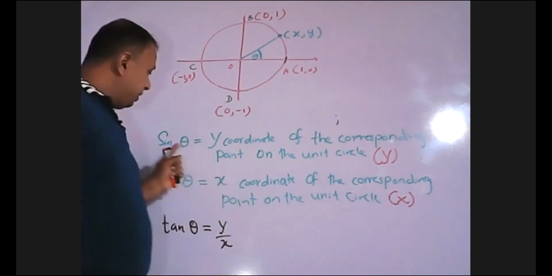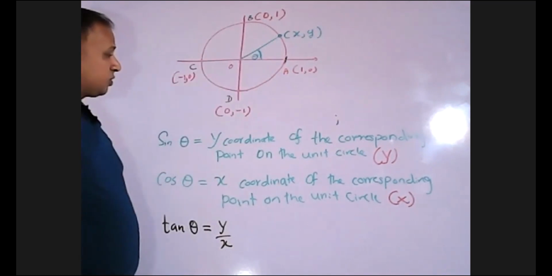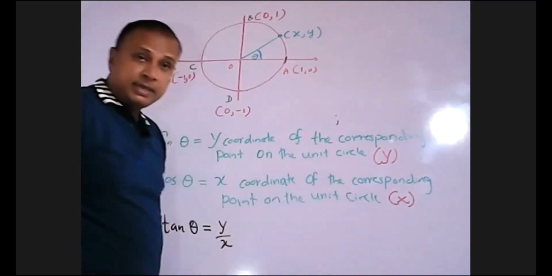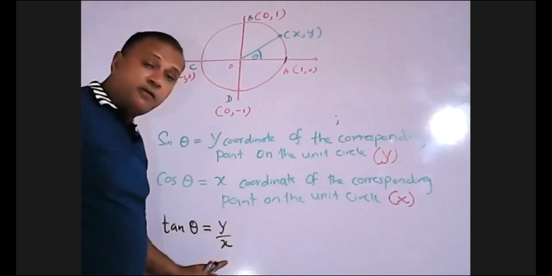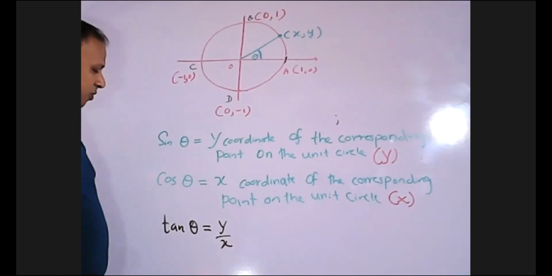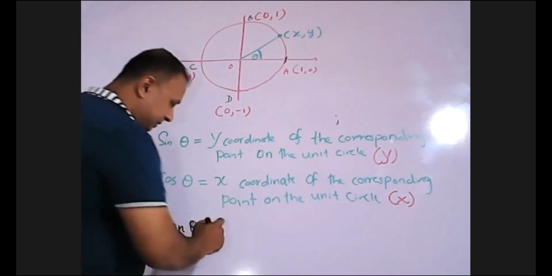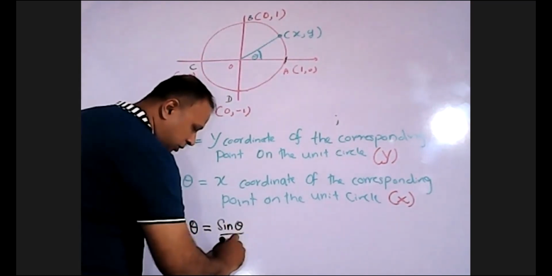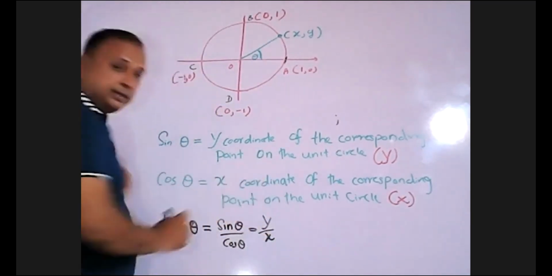Okay, you can write this one. Sin theta is equal to y coordinate of the corresponding point on the unit circle. Cos theta is equal to the x coordinate of the corresponding point on the unit circle, that is x. And tan theta is equal to y over x. That means sin theta over cos theta. Therefore, y over x. You can write this one.